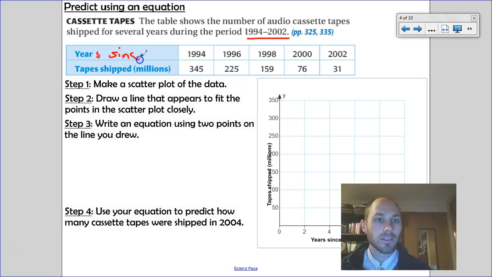And then make your scatter plot, draw your line of best fit, and then write your equation. And then once we get that, we'll talk about how we can use that to make a prediction for 2004. So pause the video, start it when you're ready.